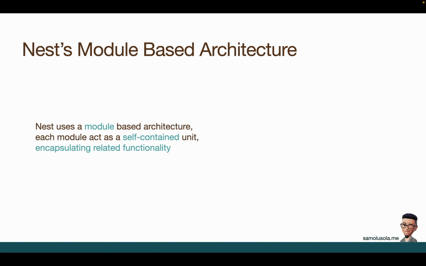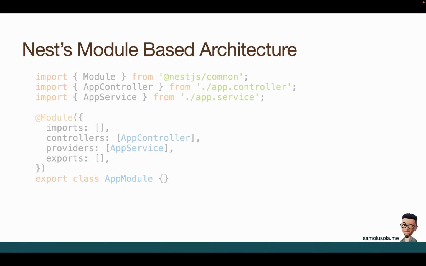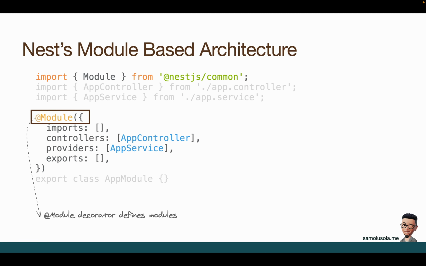Nest uses a module-based architecture, and each module is expected to act as a self-contained unit that encapsulates related functionality. Let's look closely into the module that was generated when we created our first NestJS application. We can see that this module is just a class that is decorated by the module decorator. This module decorator is how we declare and define modules in NestJS. And we can supply the properties that are used to configure this module, which includes the imports, the controllers, the providers, the exports. We will now be looking into each of the properties one by one.